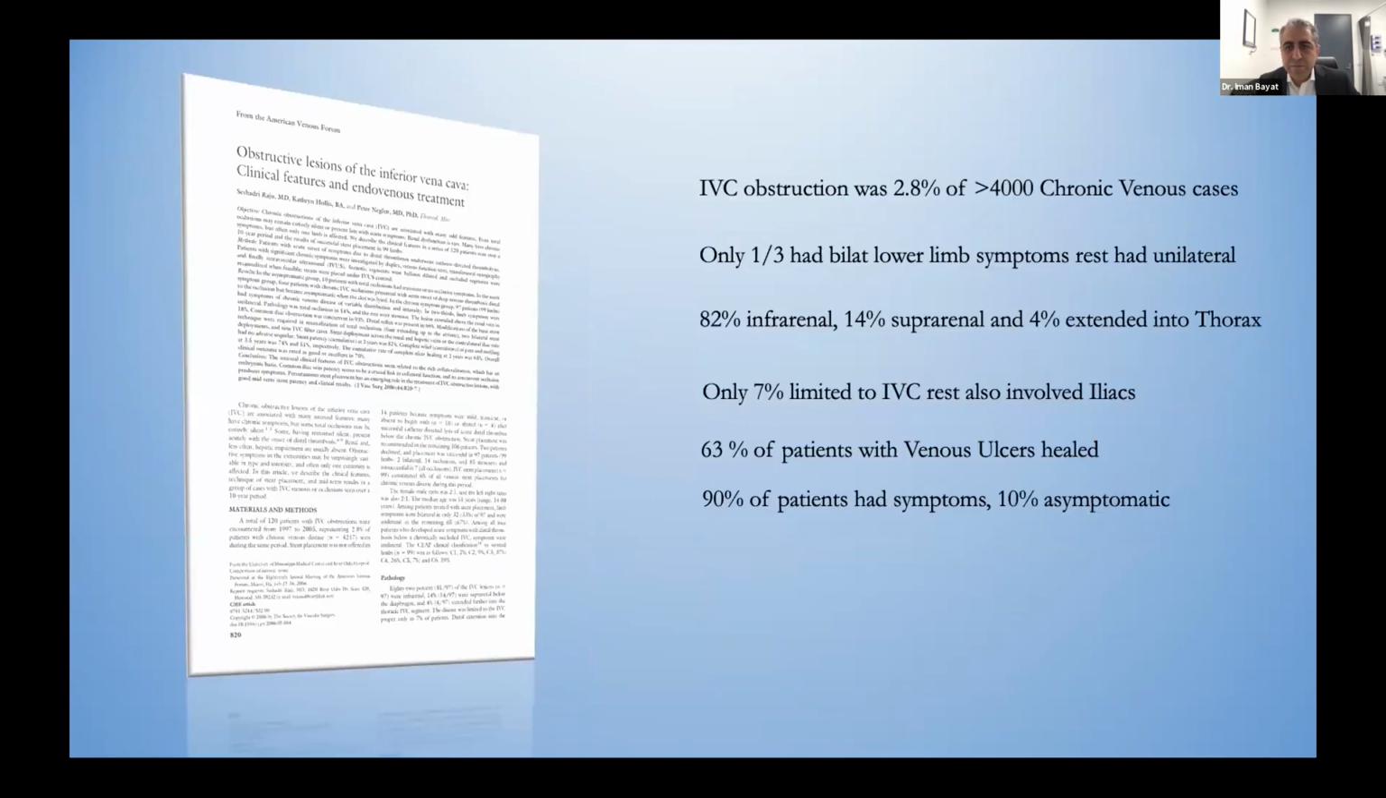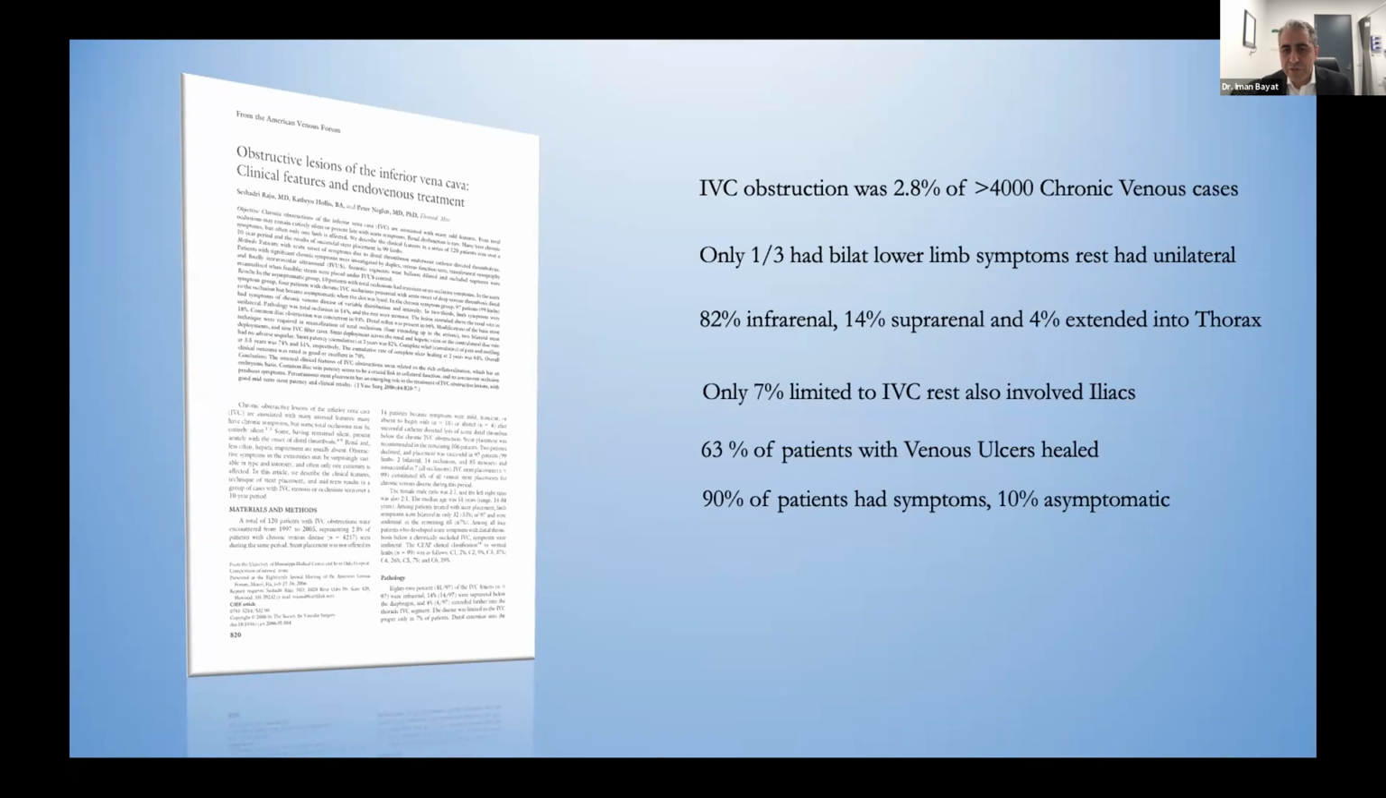Now let's read a few verses from the Raju and Neglan scripture, which we must all read when we deal with IVC obstruction. IVC obstruction was really 2.8% of the work, and it's a large volume center. Interestingly, only a third had bilateral lower limb symptoms. The rest had single leg. 82% were infrarenal, 14% suprarenal, 4% extended into the chest. Only 7% were limited to the IVC. The rest also involved the iliacs.